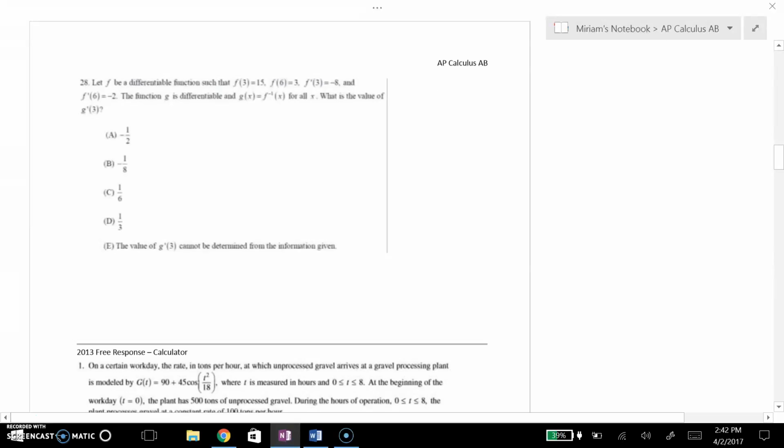Okay, number 28 says, let f be a differentiable function such that f of 3 equals 15, so that means 3 comma 15. f of 6 equals 3, that means 6 comma 3. And f prime of 3 equals negative 8. Well, this is a little different because this is for the derivative. It's 3 comma negative 8. And f prime of 6 equals negative 2. 6 comma negative 2.